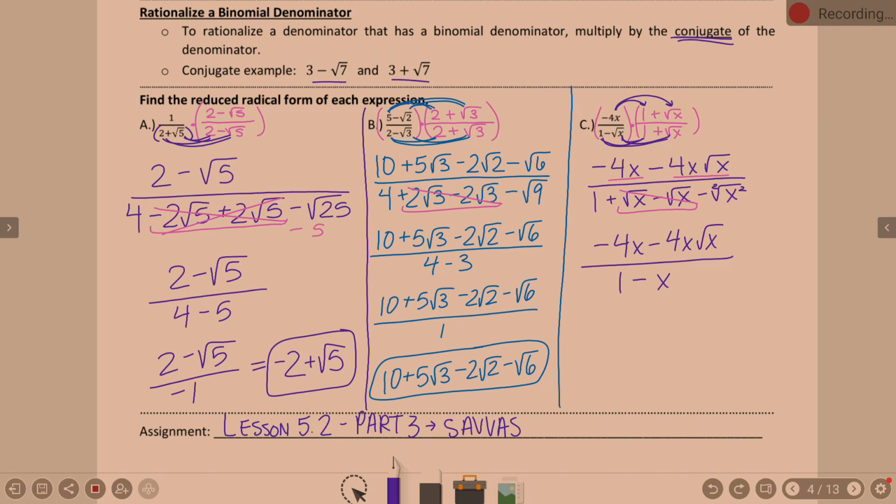Okay. Now, if this denominator was just an x, we could talk about canceling some x's. But since this is a 1 minus x, we're done right here. It stays this mess. Okay? Answers don't always look neat.